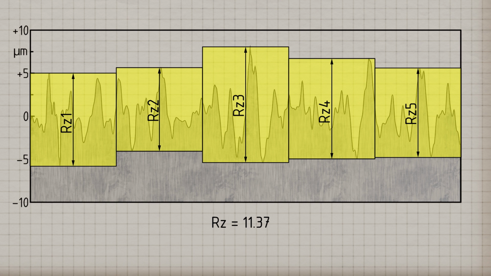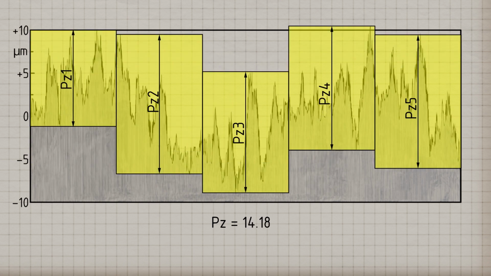Note that the evaluation of surface parameters can actually be performed not only on the roughness profile but, as exemplified here, also on the primary profile or the waviness profile. Parameters determined on the primary profile are then indicated with a capital letter P, and those evaluated on the waviness profile with a capital letter W.